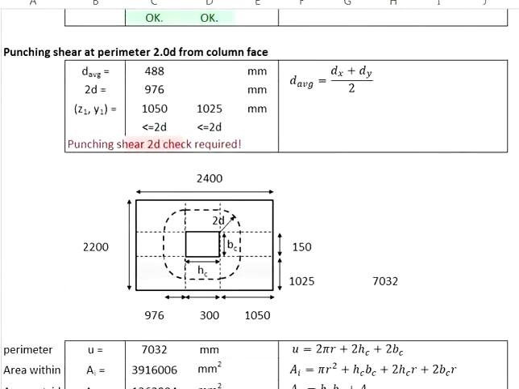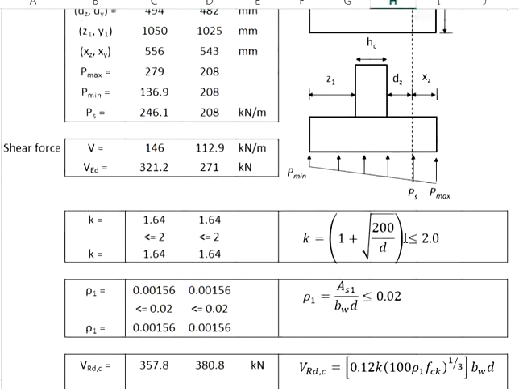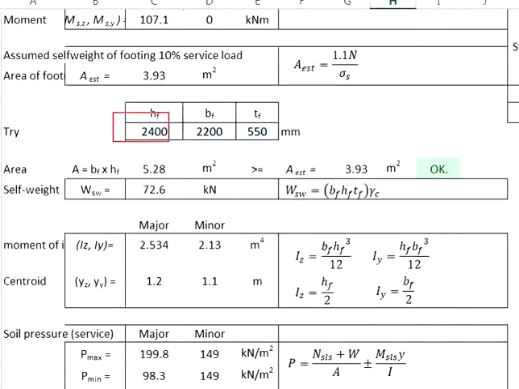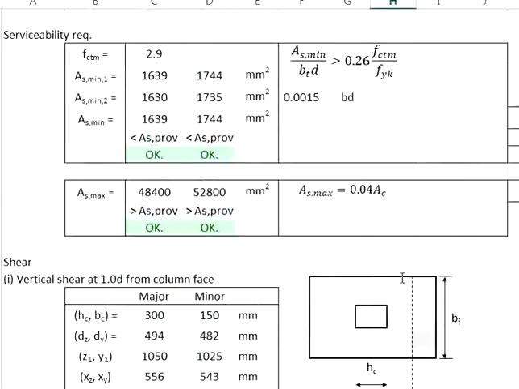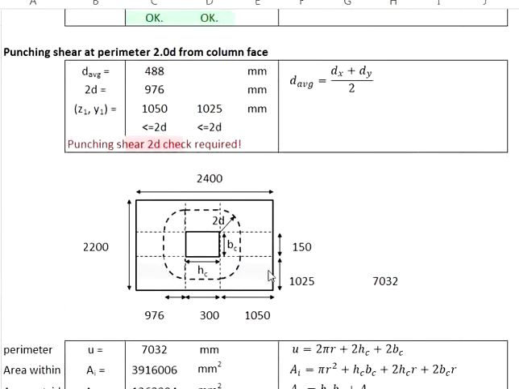This was calculated by taking the width in the major axis, which is 2.4 meter, minus the width of the column, which is 300 mm, divided by 2, that gives you your Z1 equals to 1050. The 1050 is greater than 2d. That means the perimeter of 2d shall go somewhere here within the Z1.